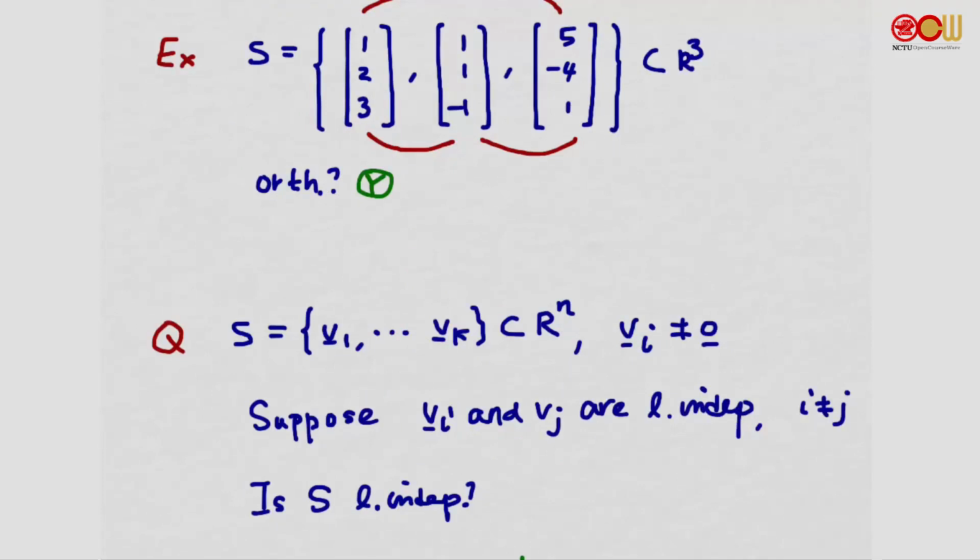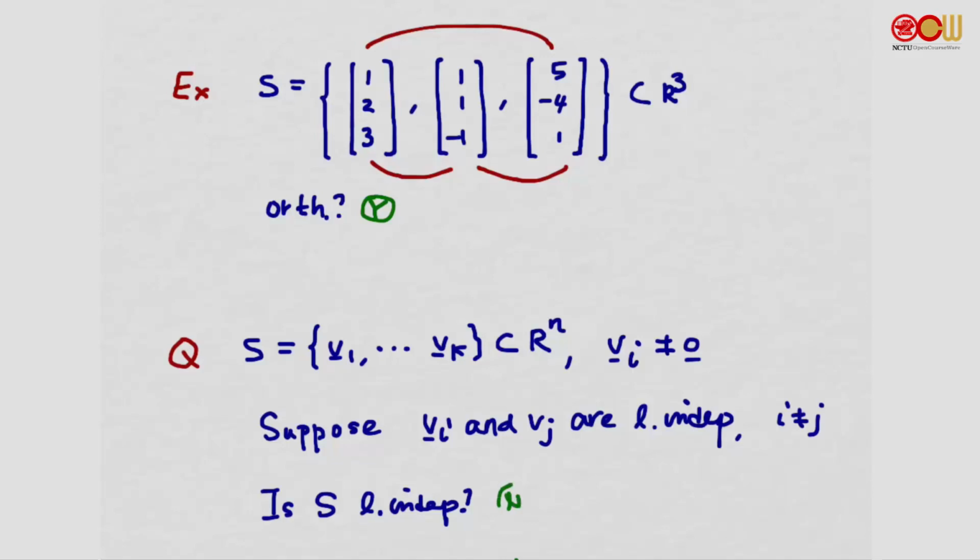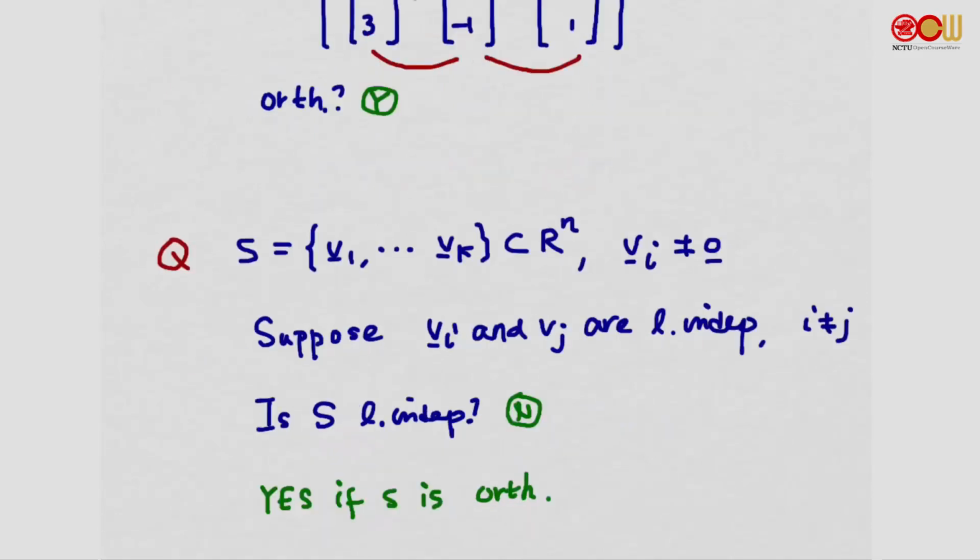A question. Suppose we have a set of k non-zero vectors. And suppose I tell you that every two vectors are linearly independent. So we take out any two vectors from the set, and they are linearly independent. Can we say that S is linearly independent? That's not true, isn't it? Any two vectors being linearly independent does not imply the whole set of vectors is linearly independent. But it's indeed true if we have the additional condition that S is orthogonal. If we know S is orthogonal and every two are linearly independent, then S is linearly independent.